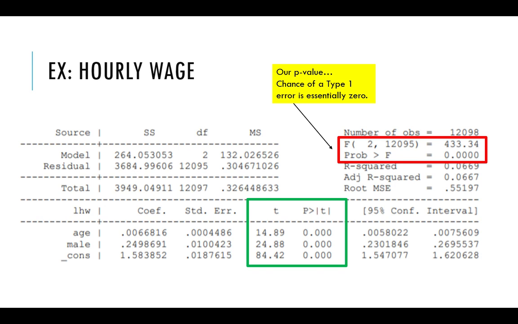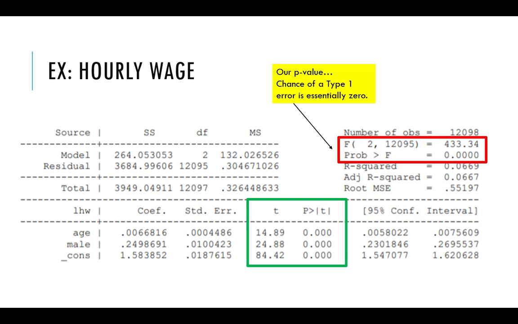The red box there is where my F-test is reported. So standard regression results is going to spit out an F-test for you. And notice that my F statistic is 433 and some change, right? 433. In other words, it's huge, right? So this is a really, really big number.